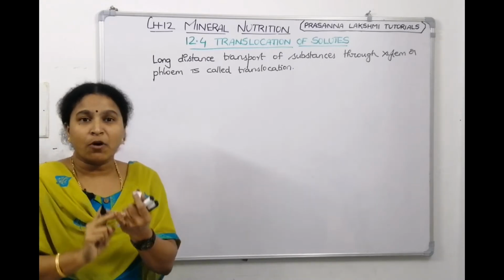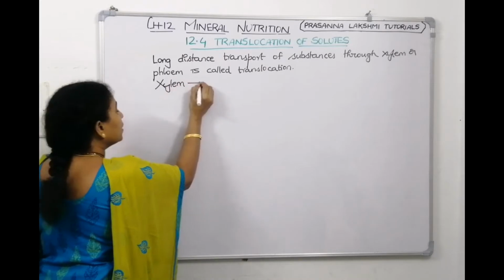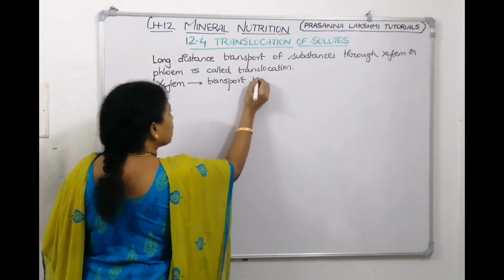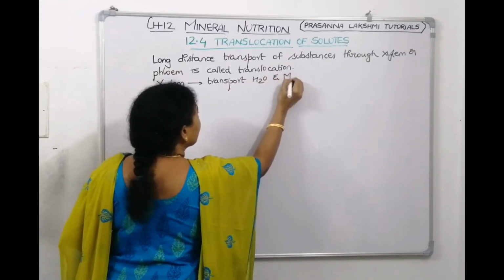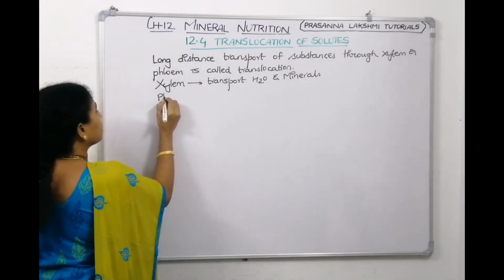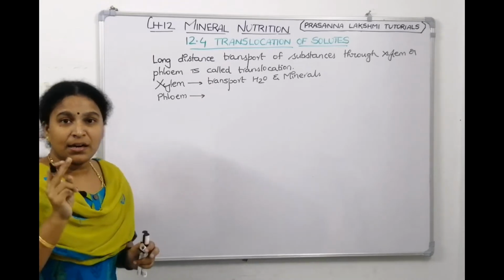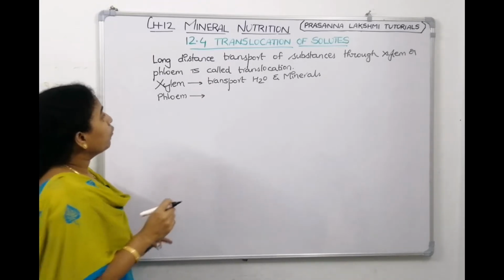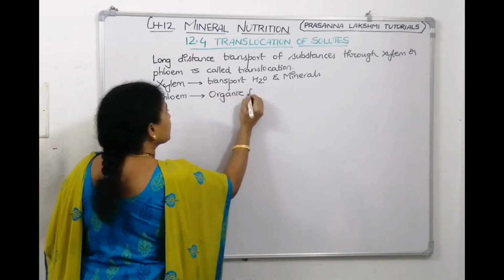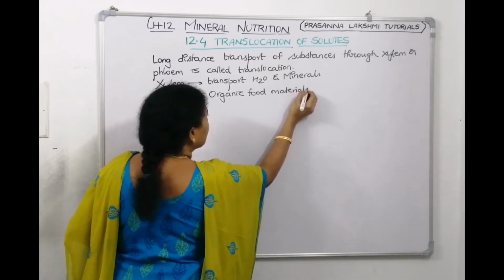Okay children, then what are transported by xylem? Xylem helps in transport of water and minerals. Now xylem, what does it transport? It transports, one is water and the second one is minerals. And what will the phloem transport? Xylem and phloem are present in the vascular bundles of the plant. In the anatomy chapter we studied. Phloem transports organic food materials, right?